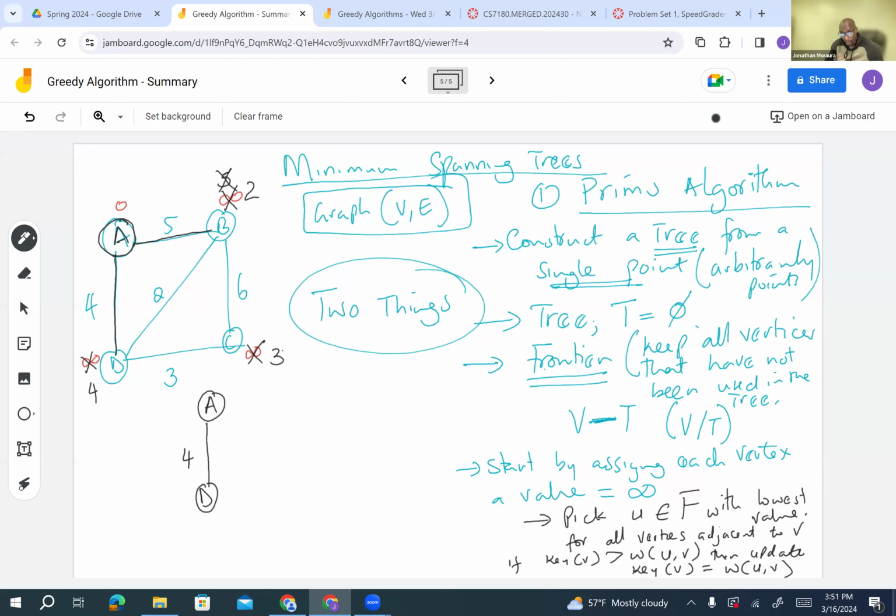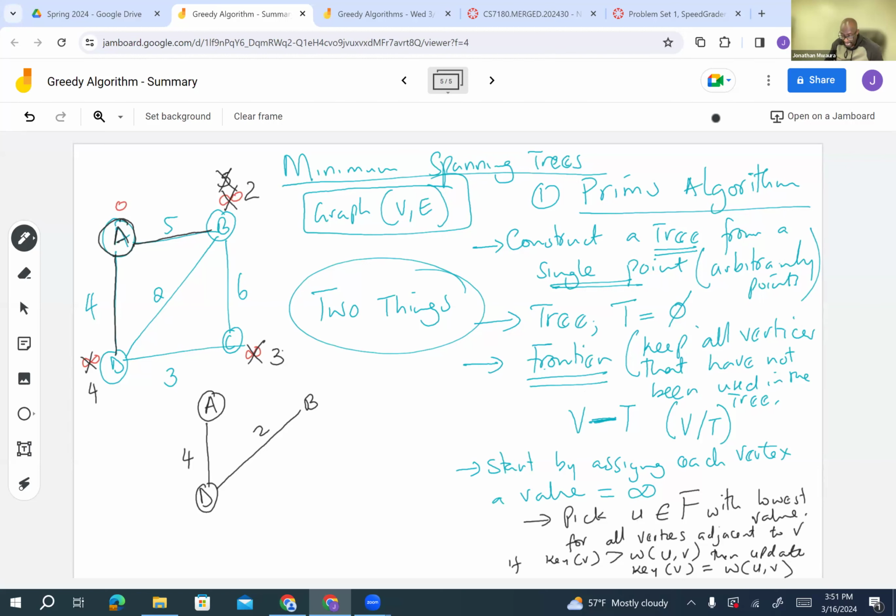Now, we check again what we have. We have a couple of things in our frontier now. Remember, A and D are no longer in our frontier. They are done. So we are now going to check what is going to be top in our frontier. Top in our frontier is going to be B, because it has the value 2. So we pick B. It has the value of 2 here. So we pick B now because it has the value of 2.